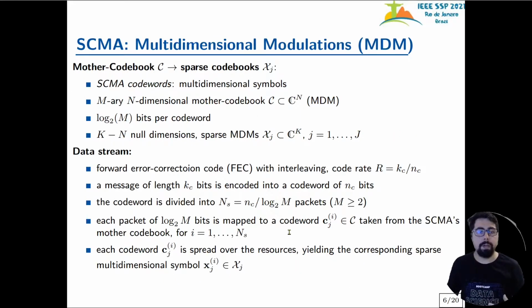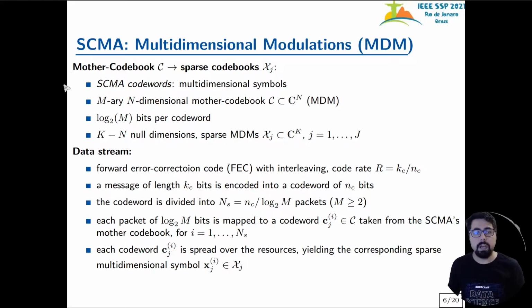Since users spread over many resources, SCMA considers information as multidimensional symbols instead of multiplexing information into single dimensions. This is a major difference to power domain NOMA. So SCMA symbols are jointly decoded, considering its multiple dimensions over the resources. Thus, we introduce the concept of SCMA codebooks.